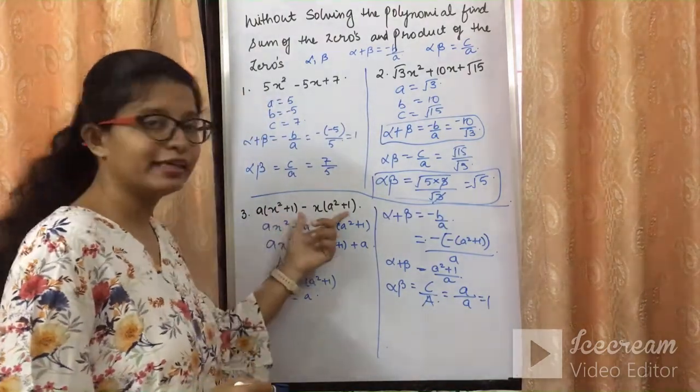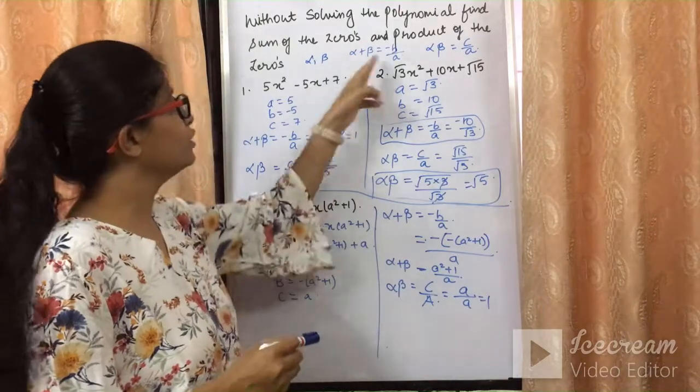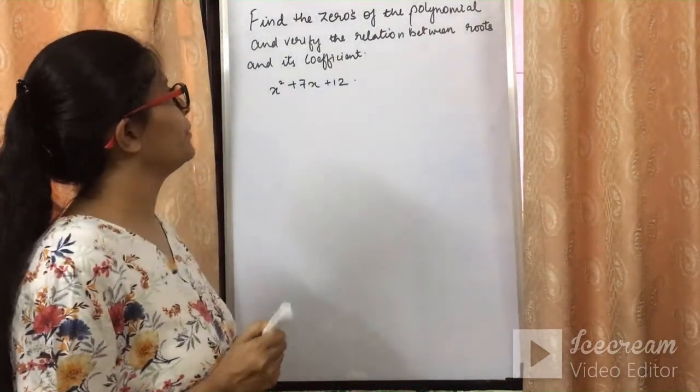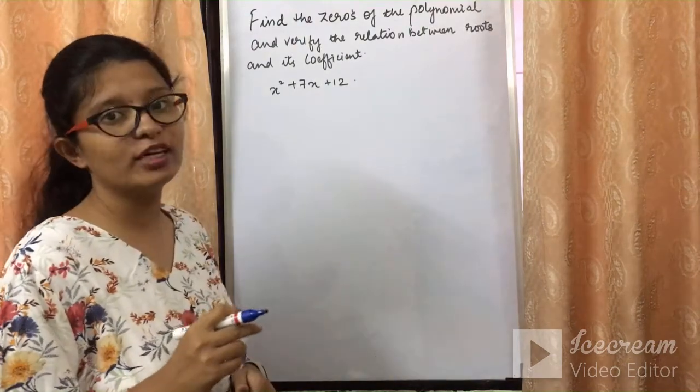दिखने में सब कुछ अजीब सा दिख रहा था, बट लेकिन बहुत ही सिंपल था. बस ये दो फॉर्मूलेज अप्लाई करने हैं. Let's have a look on this question. Find the zeros of the polynomial and verify the relation between the roots and the coefficients.